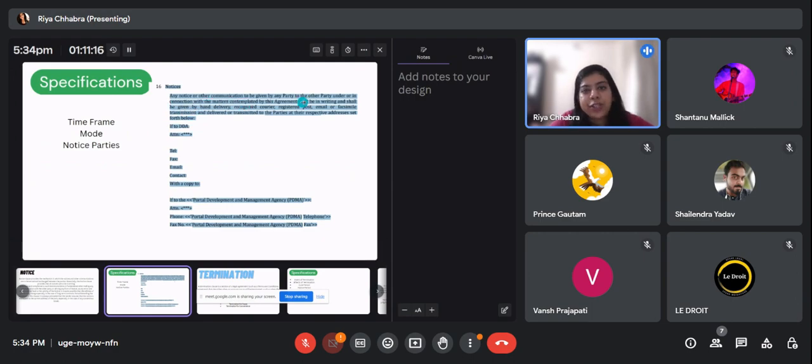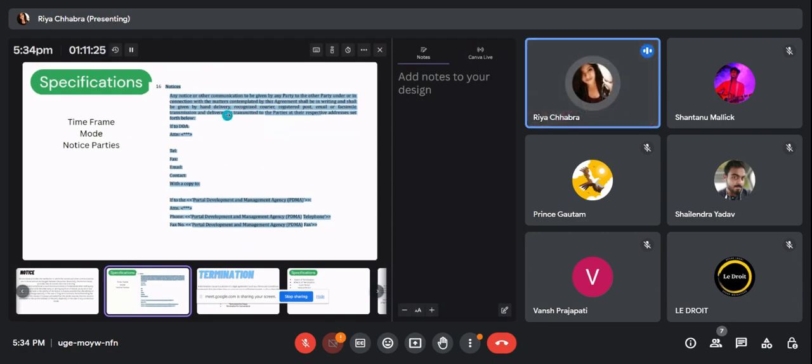Any notice or other communication to be given by any party to the other party under or in connection with the matters contemplated by this agreement shall be in writing and shall be given by hand delivery, recognized courier, registered post, email, or facsimile transmission, and delivered or transmitted to the parties at their respective addresses set forth below. If to DDL, which is the name of one of the parties, attention, this ATTN is the abbreviation for the name of the person. Like if to DDA, I'm adding the name of the manager, Mr. Rao. I'm going to add details like his telephone details, fax details if there are any, email details, contact, and everything.